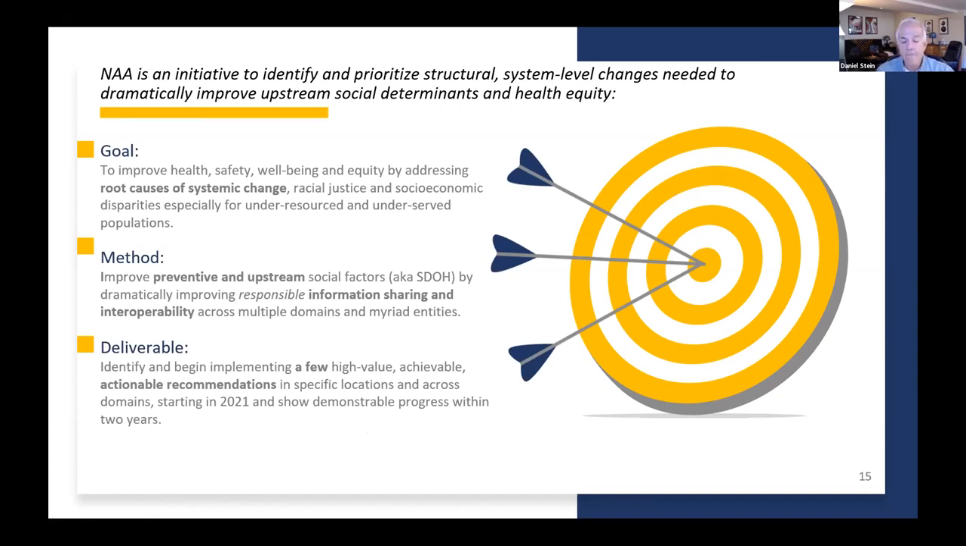And then finally, what we intend to accomplish and what we're on the path to do is to identify and begin to implement a few, I'm talking 3, 4, 5, maybe max, achievable recommendations, things we can go do in specific locations that cut across domains starting in 2021 that we can show demonstrable progress. And that is really the differentiating goal from the National Action Agenda, from I think anything out there right now. It is to actually go do some things that will actually affect upstream and preventive activity and preventive opportunities. And that's in many ways really the goal.